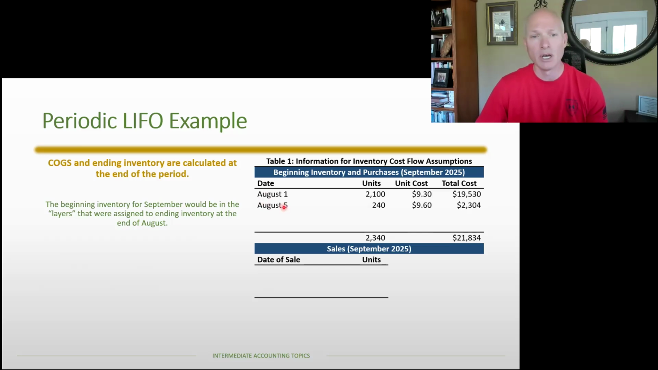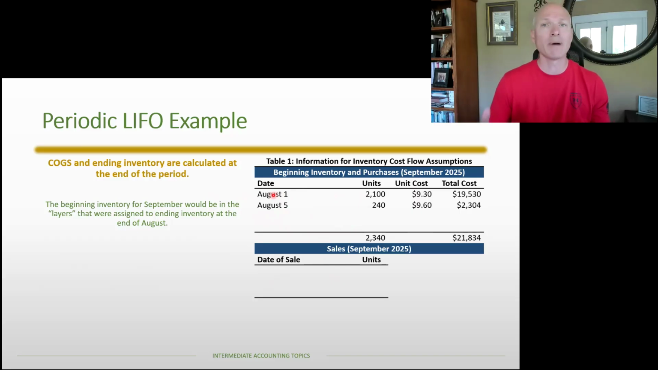Then, as we move forward into September, those two layers would still be there going forward. In September there would be more purchases, so think about several additional layers being added on here, and as the sales go, we start scooping off the top. So if we think about this under the periodic system of LIFO, these August 1st units might never be touched.